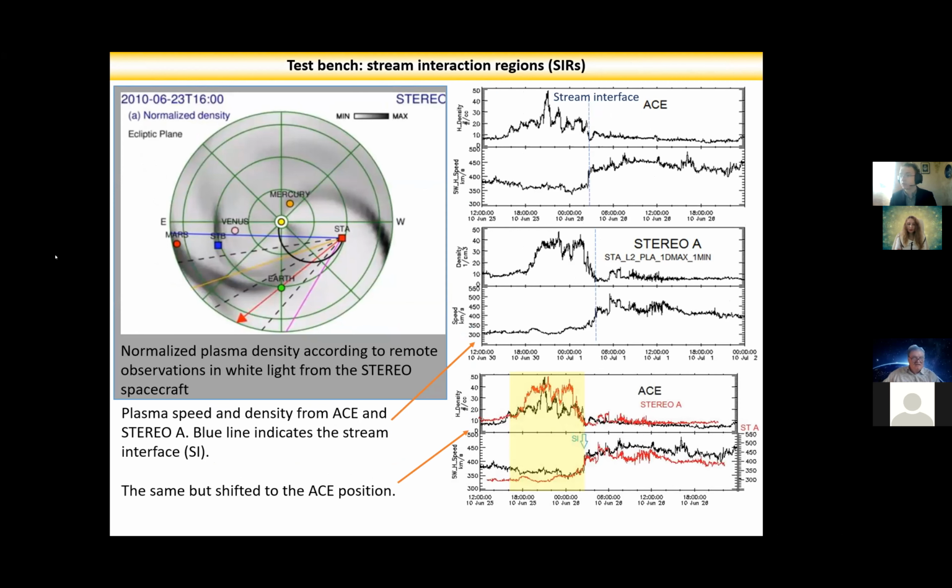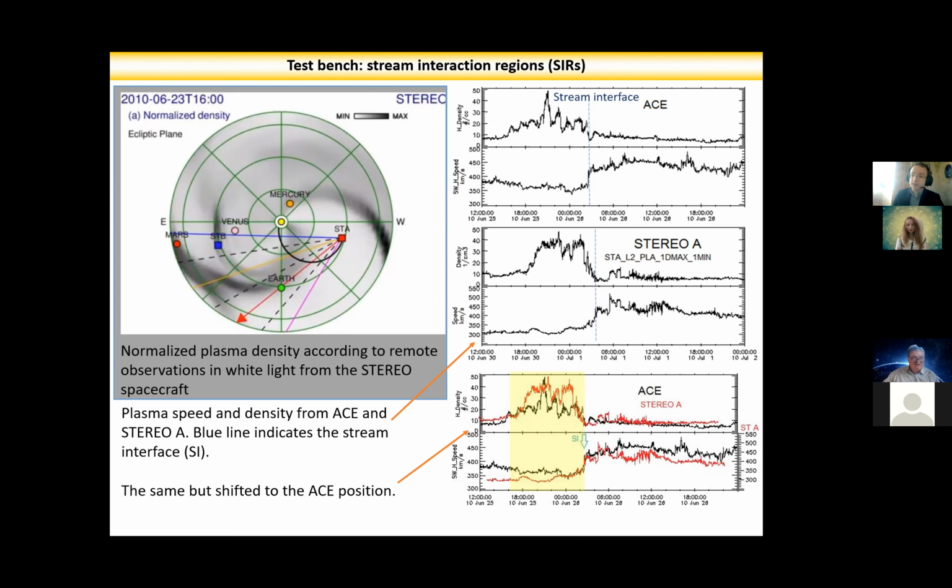Now I'm going to talk about the test bench. We used CIRs, corotating interaction regions, or rather SIRs, which are the shorter-lived cousins of CIRs, to test our method. The reason for choosing SIRs was that you could count the angular speed of an SIR and thus calculate the current density. More on that later.